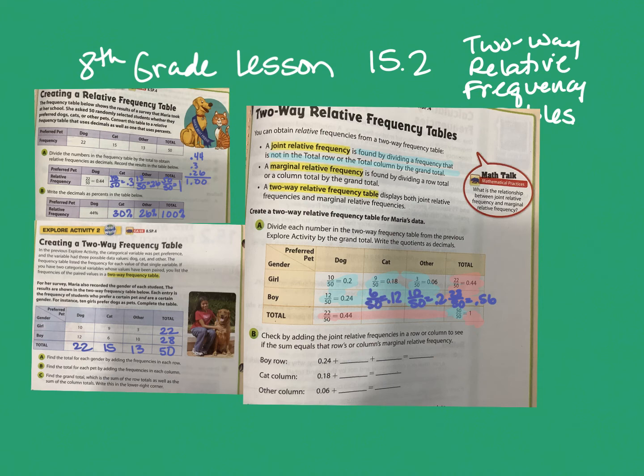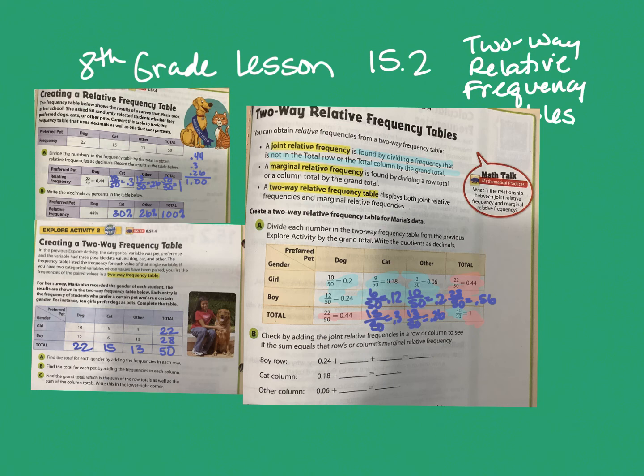Out of cats, that was 15 out of 50. 15 divided by 50 is 0.3 as a decimal, or 30%. And then other, that was this 13 out of 50 for that marginal relative frequency. 13 divided by 50 is 0.26 or 26%.